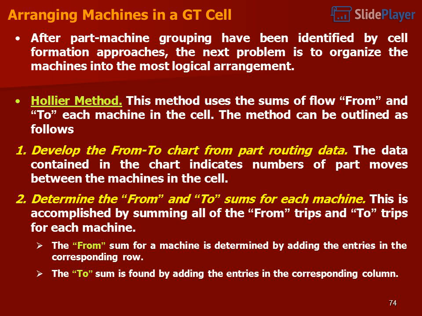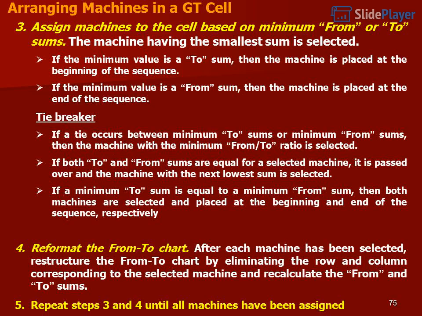Determine the from and to sums for each machine. This is accomplished by summing all of the from trips and to trips for each machine. The from sum for a machine is determined by adding the entries in the corresponding row. The to sum is found by adding the entries in the corresponding column. Arranging machines in a GT cell. Assign machines to the cell based on minimum from or to sums. The machine having the smallest sum is selected.